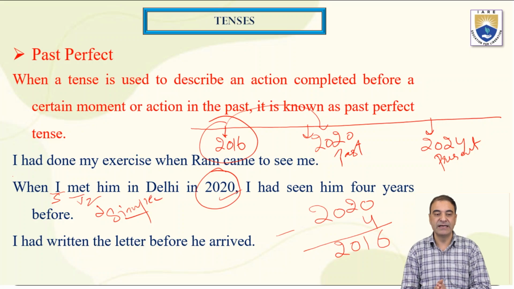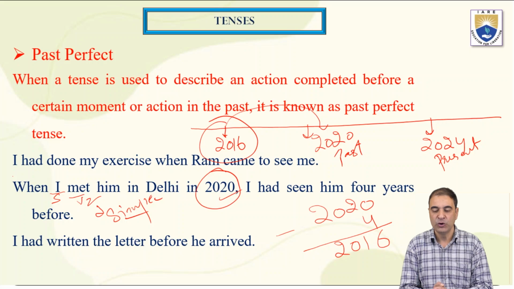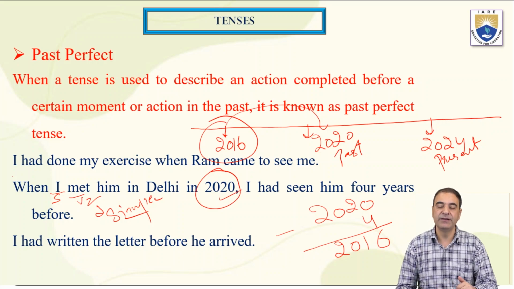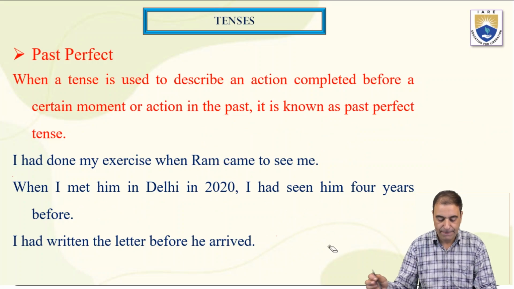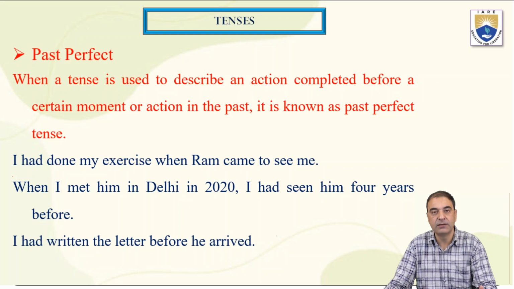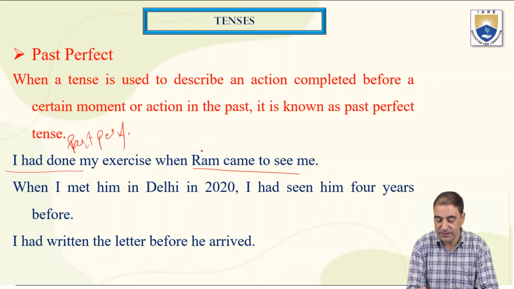Remember, if you find that two actions were completed in the past, you need to see which one had been completed first. With the first action, you have to use past perfect tense, and with the second action, you have to use simple past tense. For example, look here: I had done my exercise when Ram came to see me. Again, here we have two tenses. The first one is past perfect, and the second one is simple past. Ram came, this is subject followed by verb in second form, that's came.